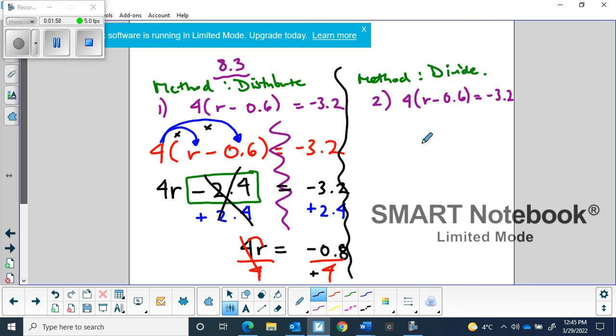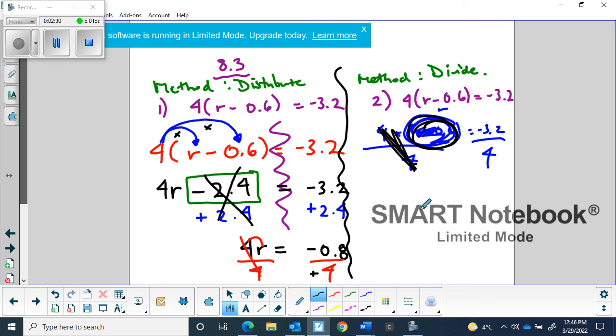Now, method 2 actually asks us to divide right away, because what's happening is this is 4 times r minus 0.6. This is one thing equals negative 3.2. Well, if we were just to say this is a variable, the opposite is to divide. 4 times something equals negative 3.2. Well, the opposite is to divide by 4 and divide by 4. And when I do that, the 4 actually disappears from this side.